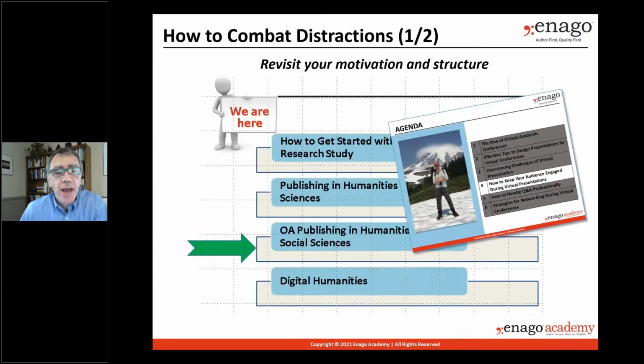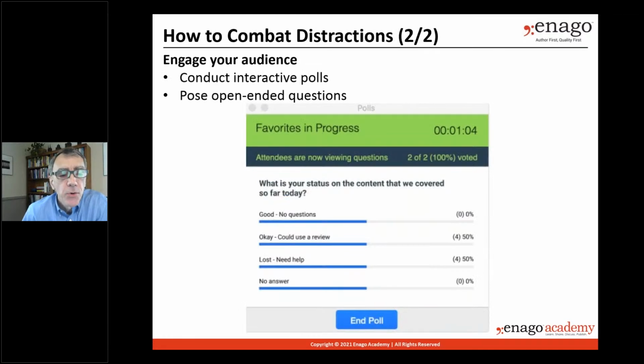You want to combat distractions by giving people so-called wayfinding signals as to where we are in the talk. We've been doing it today by returning to this agenda, and then you can see at a glance where we are in today's talk. And here's another example, by the guys using an arrow to show you where we are in his talk. So use something like that as well. You can engage your audience in other ways by using polls and posing questions. That's another way.